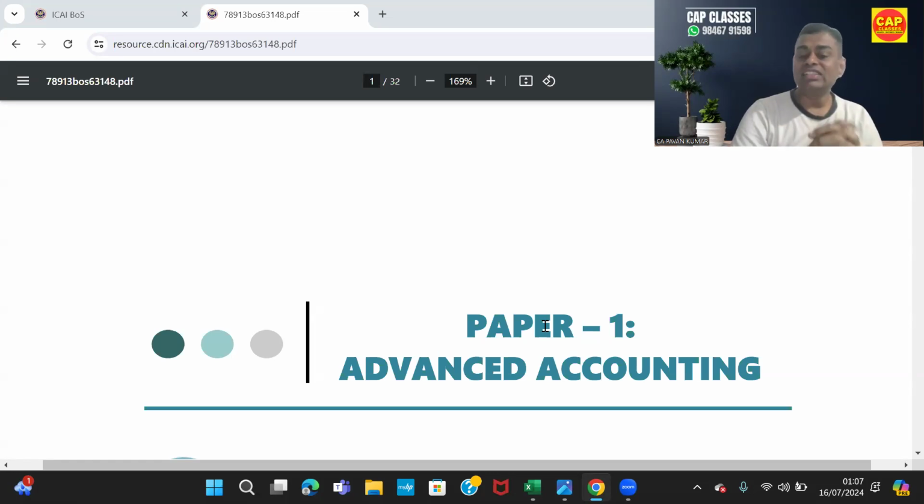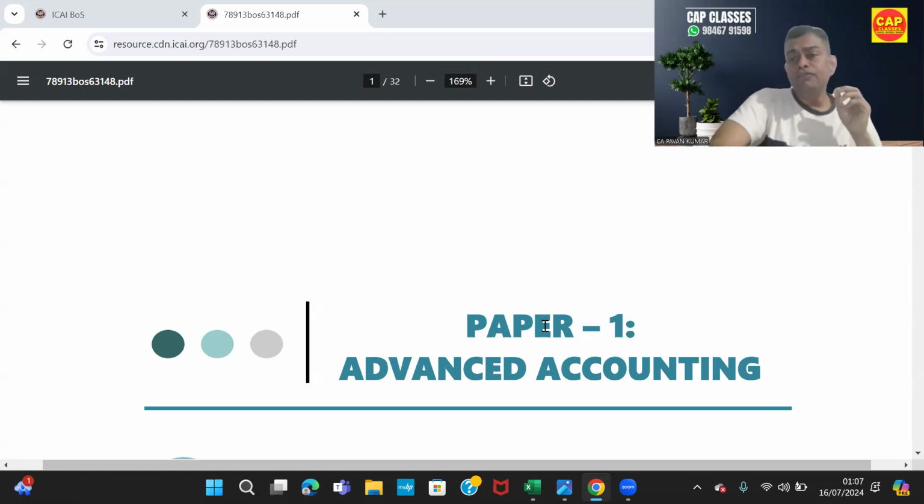So today let us discuss 3 questions from accounting standards from paper 1 advanced accounting, and this is from the revision test papers, RTP. You can download from ICAI's website, and this is for 2024, the latest RTP.